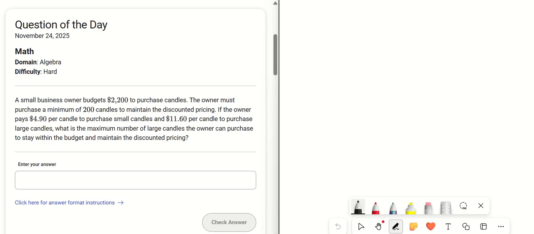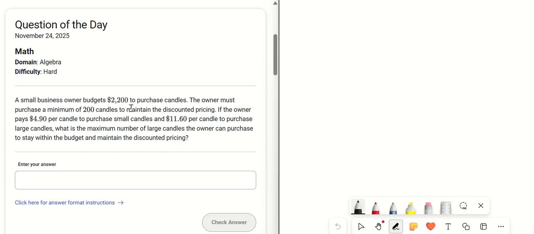Today is November 24th, 2025, and we are going to be trying a hard algebra problem. So here it is. A small business owner budgets $2,200 to purchase candles. All right, so we know he has $2,200 total. The owner is going to purchase a minimum of 200 candles, so 200 total candles. They give us the price to purchase a small candle. They give us the price to purchase a large candle. What is the maximum number of large candles the owner can purchase?